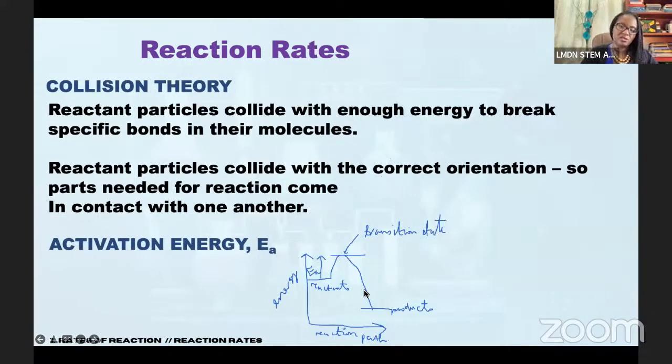And then your products finally down here, right? Assuming that everything goes according to plan, they're colliding with enough energy, they're colliding in the correct orientation, then you eventually get your products. So that's one pathway. And so this is for what's known as a, does anybody know what kind of reaction it is? You have endothermic, exothermic. Which pathway did I just draw? Endothermic or exothermic reaction? I'm going to draw the other one so you can see them side by side.